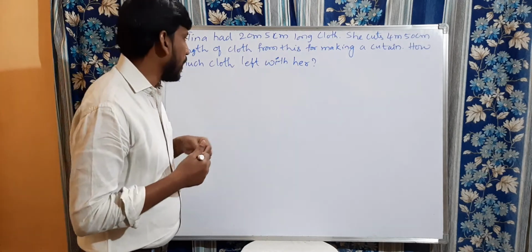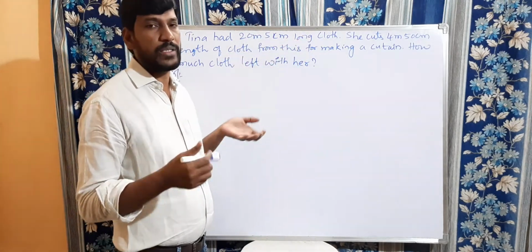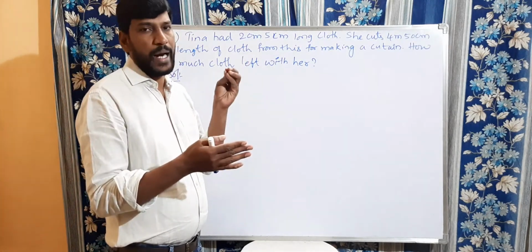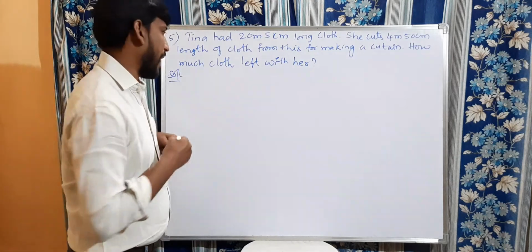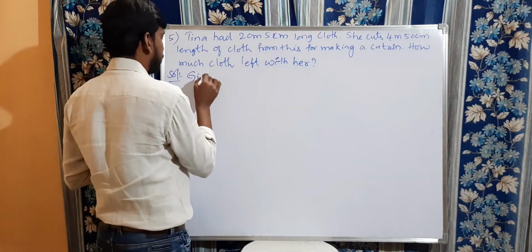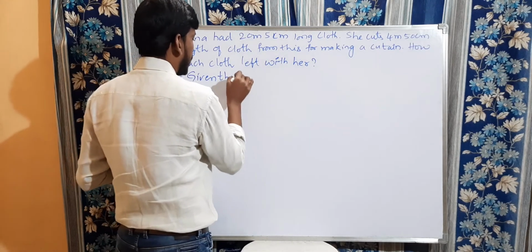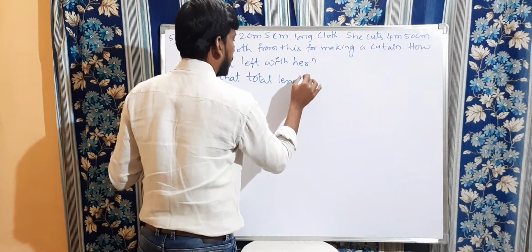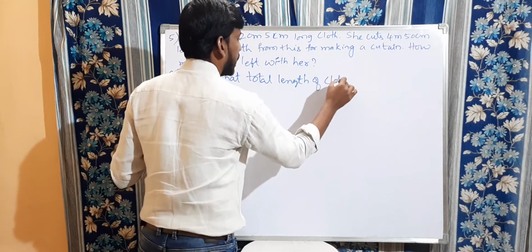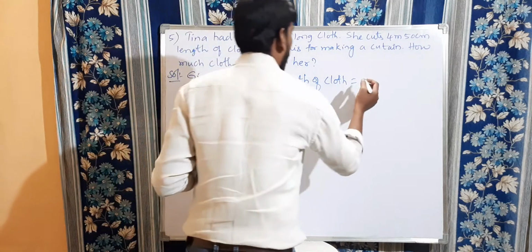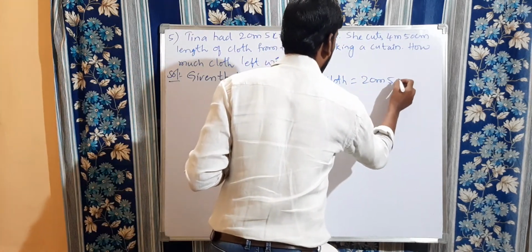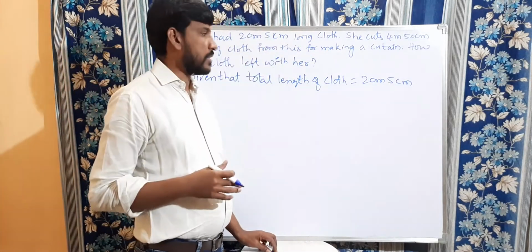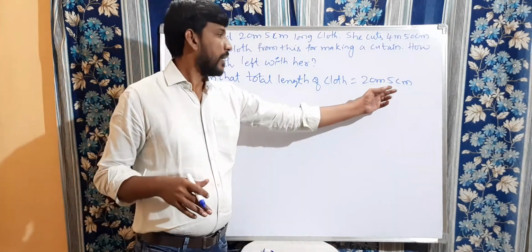Okay, so totally we need to do subtraction. Clear? How much is left with her means some part is cut. So what is the leftover part? That we need to find out by using subtraction. So now given that the total length of cloth is equal to, how much is it here? 20 meter 5 centimeter. So here they have given two different units. Convert into meters by using decimals.